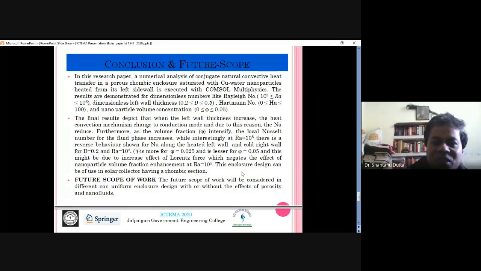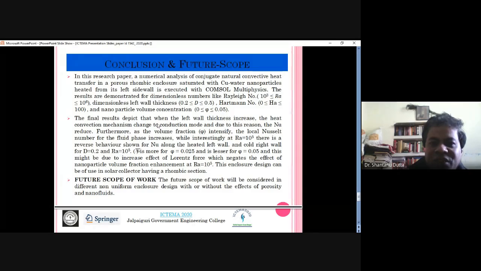So in this research paper, a lot of things were done: numerical analysis of conjugate natural convection. It was not only a porous rhombic enclosure, it was saturated with copper-water nanofluid. It is also conjugate, since the thickness of the heated left wall was considered. The Rayleigh number was solved from 10 to the power 3 to 10 to the power 6. Dimensionless wall thickness was varied from 0.2 to 0.5. The Hartmann number, which represents the magnetic influence, was varied from 0 to 100. Nanofluid volume fraction was varied from 0 to 5%.